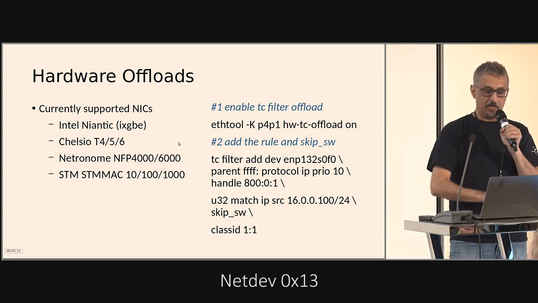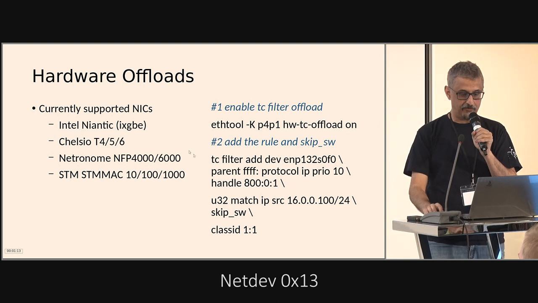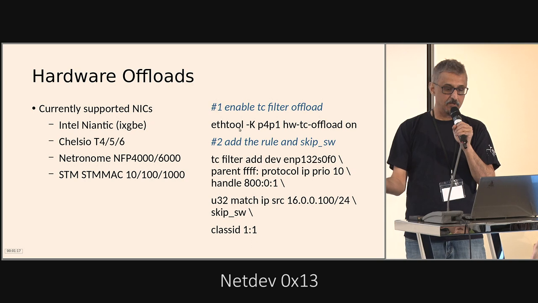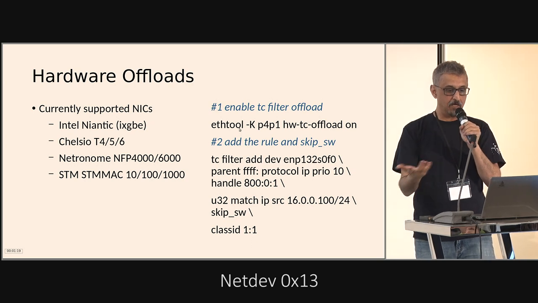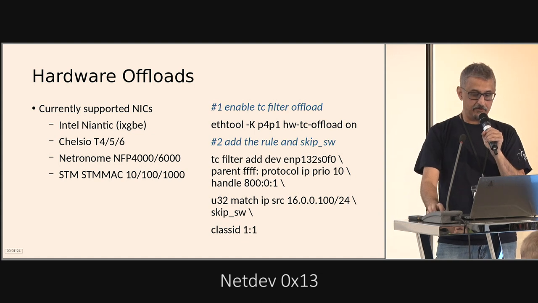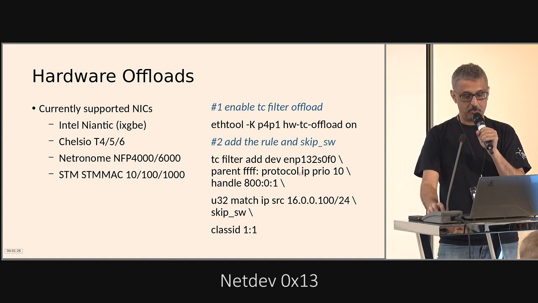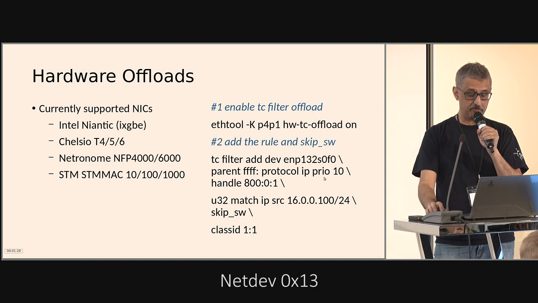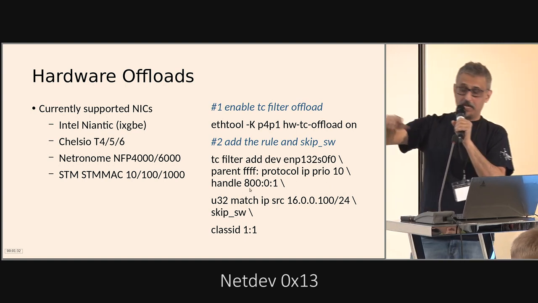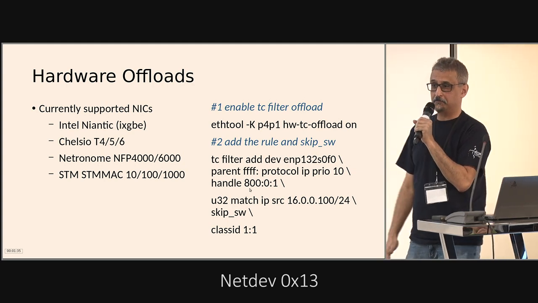Okay, so how do you enable hardware offload? Just like in any offloadable TC, you turn it on with ethtool. Here's a rule. You add it on the ingress, assuming you have an ingress. You say on protocol IP, I'm going to give it a priority of 10. And a trick question for you. What does 800:0:1 mean?